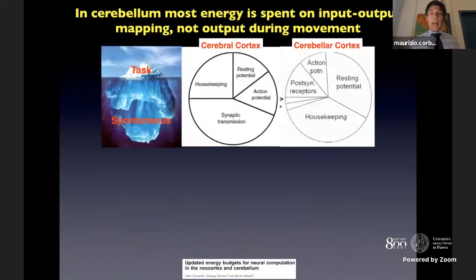So where is all this energy going? There's been a lot of calculation and empirical measurement, and this is the breakdown of the pie of where the energy is going. As I said, about 25% is going to housekeeping operations.